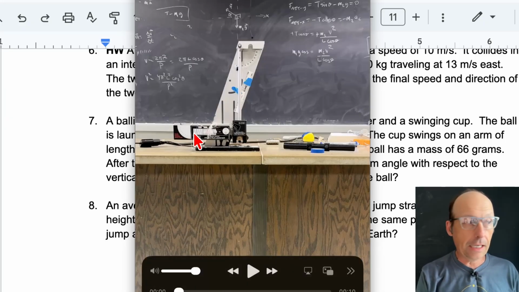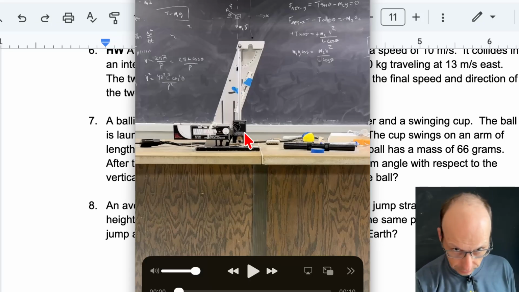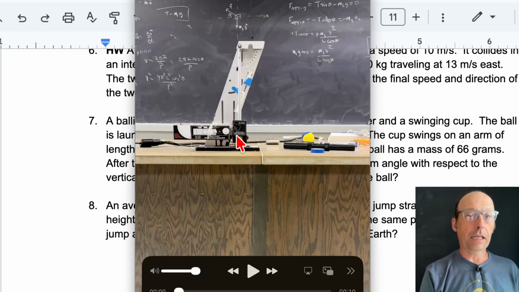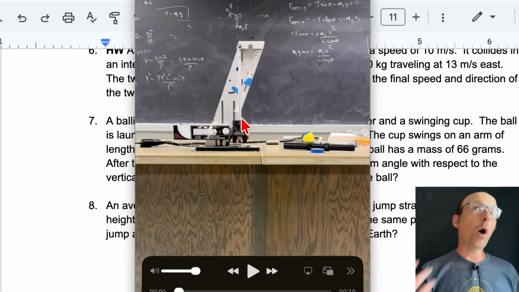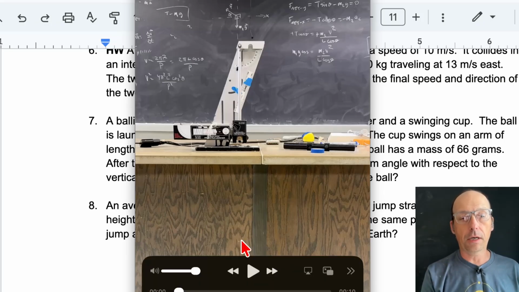Right here, this thing is a ball launcher, and it launches into this little catcher, a little cup. The cup is attached to this arm, and the arm swings up. So we shoot the ball and it hits the cup, and then the cup swings up and we measure the angle, and we can use that to find the launch velocity of the ball. Okay, here we go.